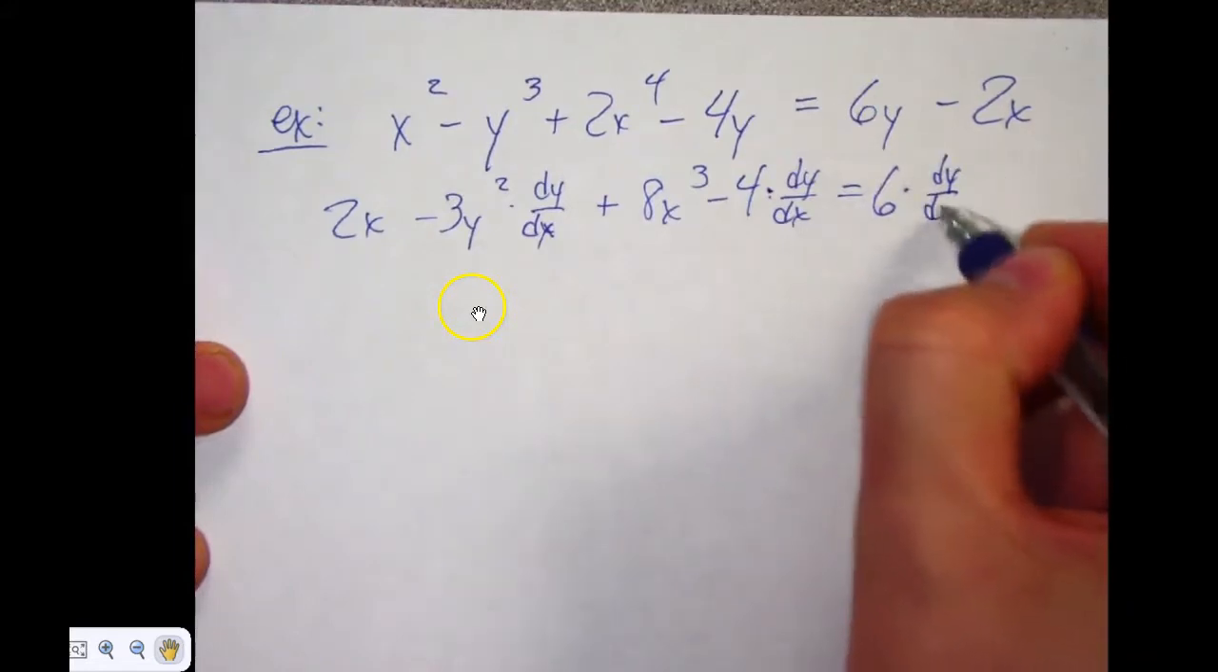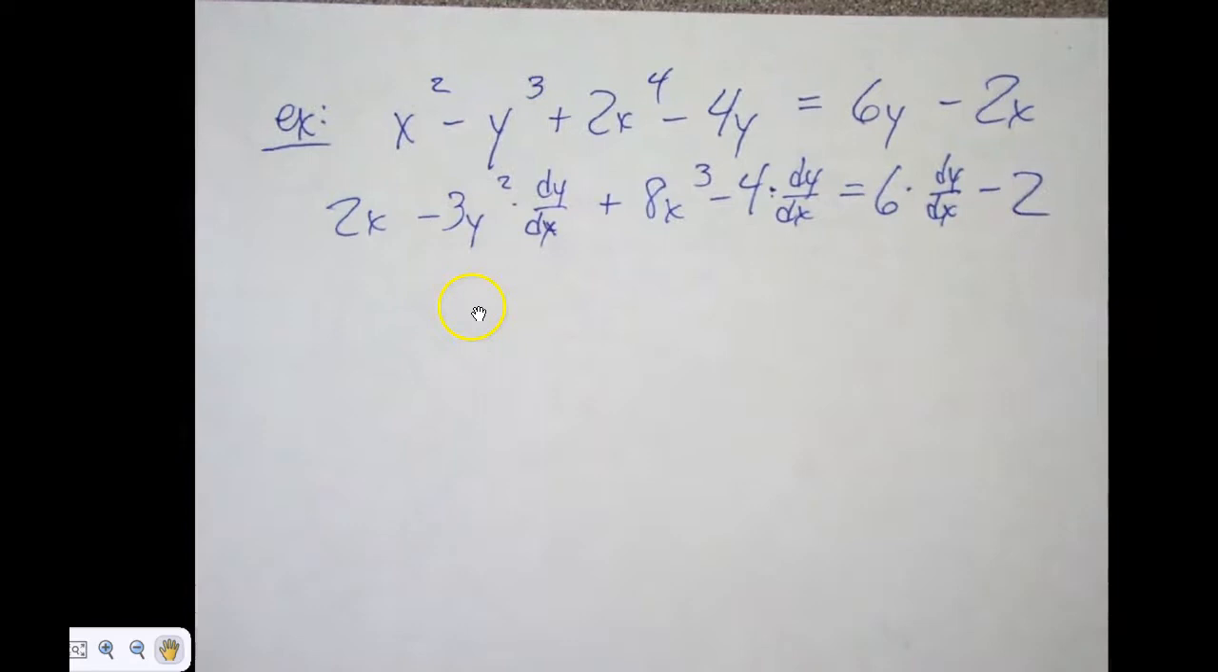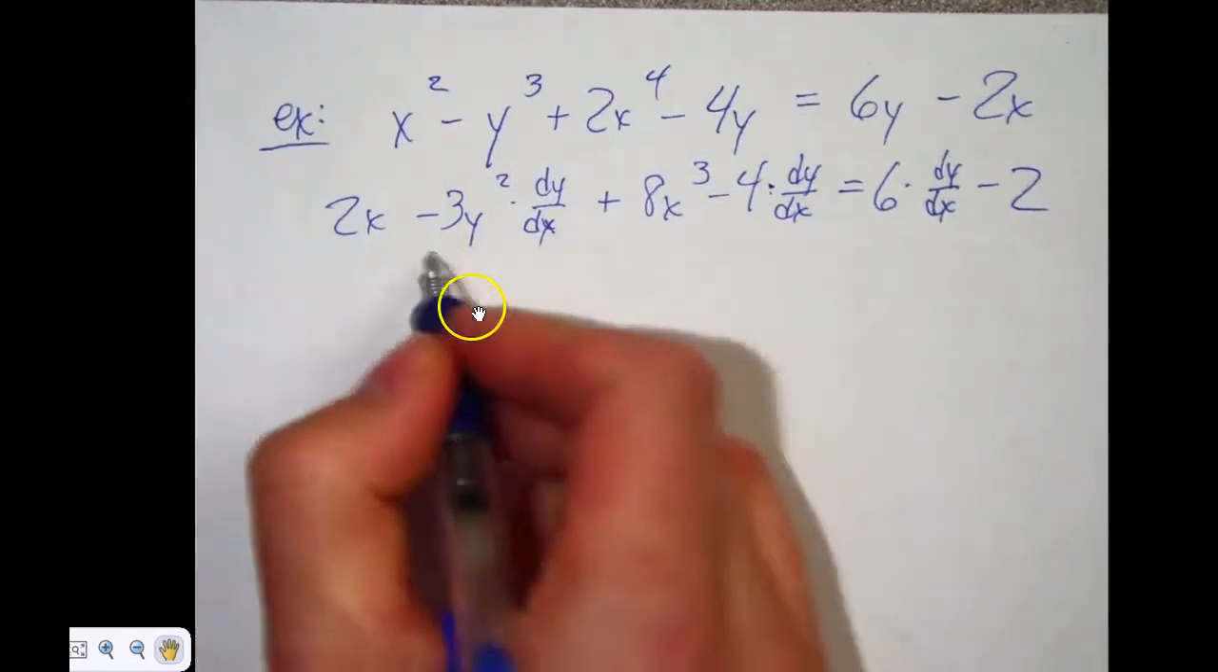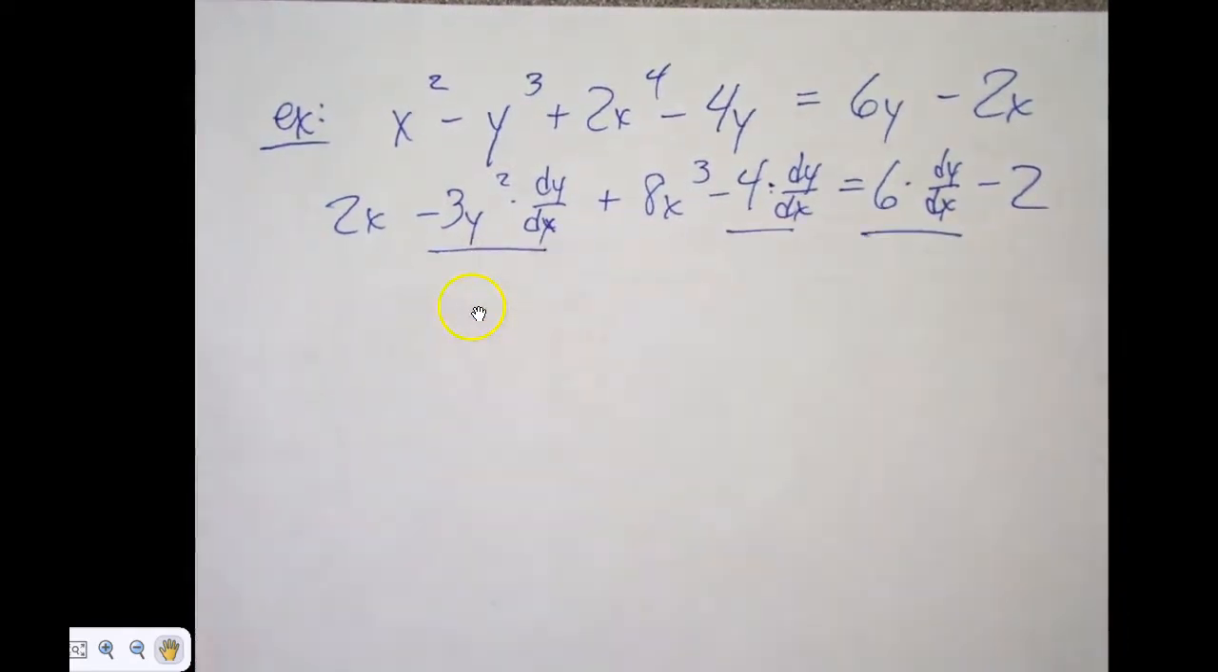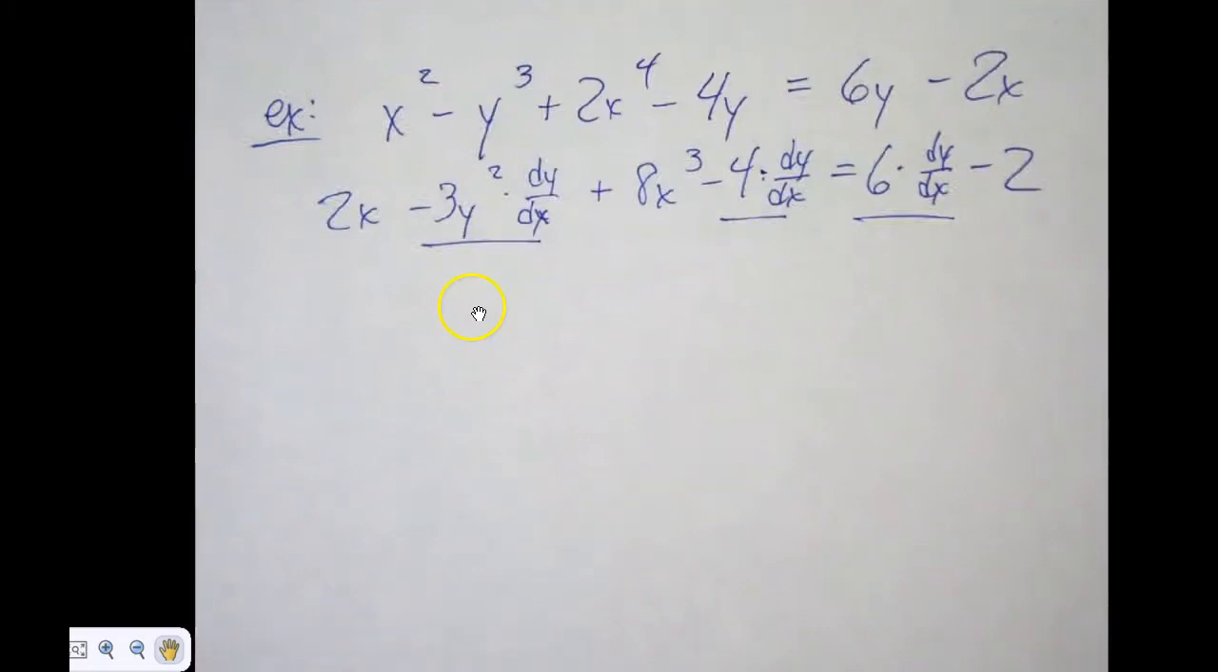6 times dy dx minus 2. I'm going to bring all the things that have dy dx to the left, but everything else on the right. Is that the side you guys mostly did? No. You did the opposite. If you did the opposite, remember your answers will all be just opposite of mine.